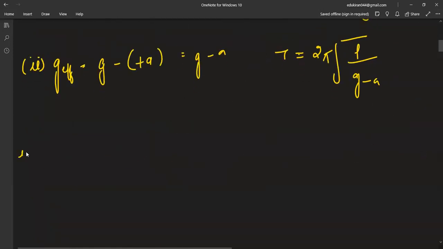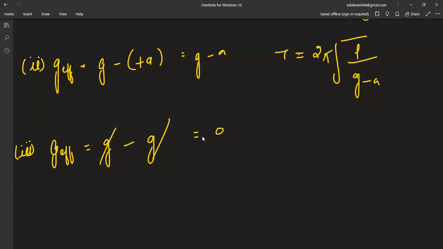Third is the free fall case. So free fall, G minus acceleration is also G this time. That is 0. So the time period will definitely become infinite, because the denominator here becomes 0. 1 by 0 is infinity.